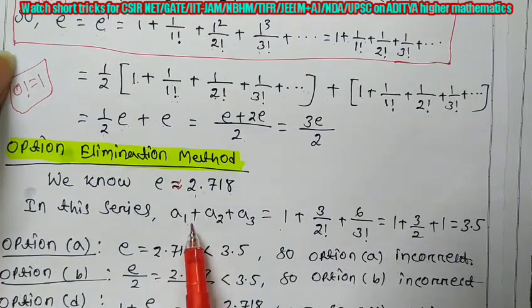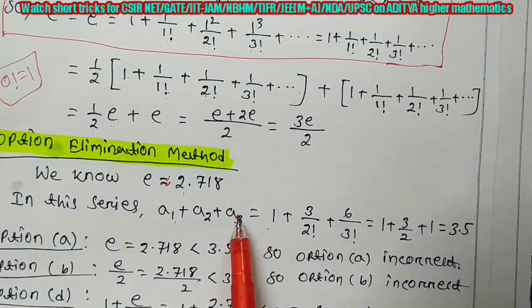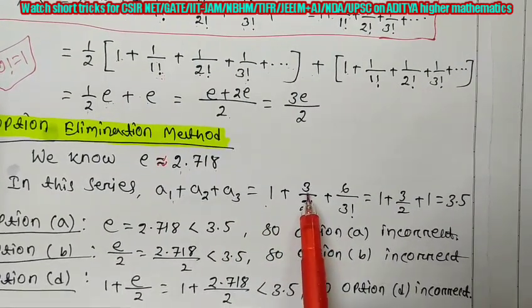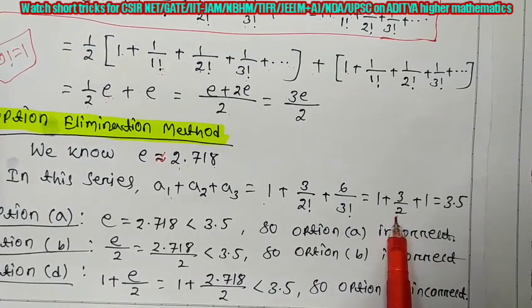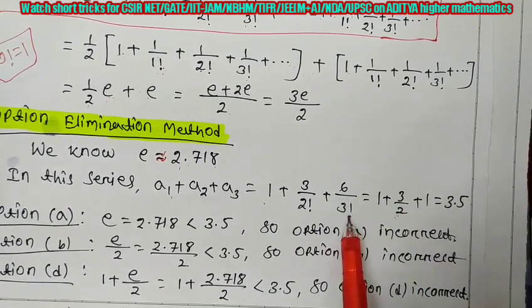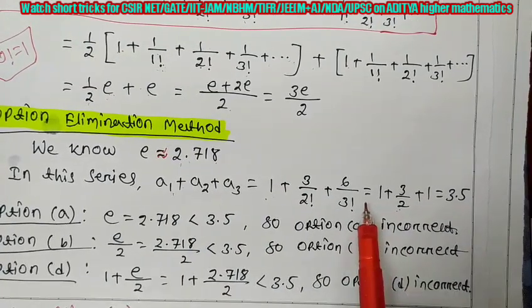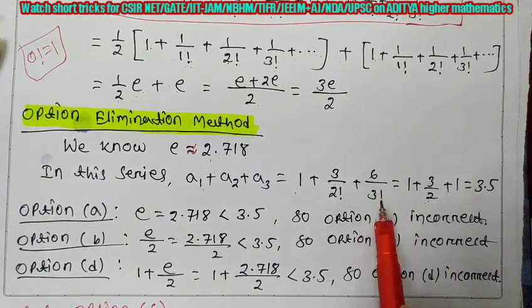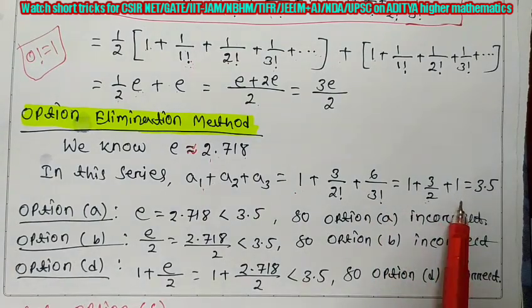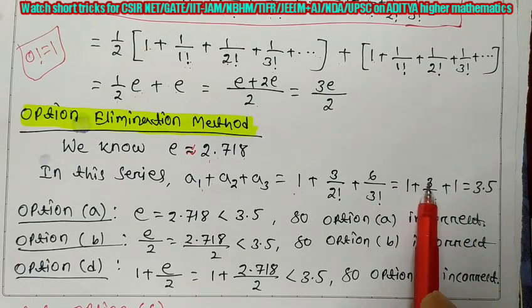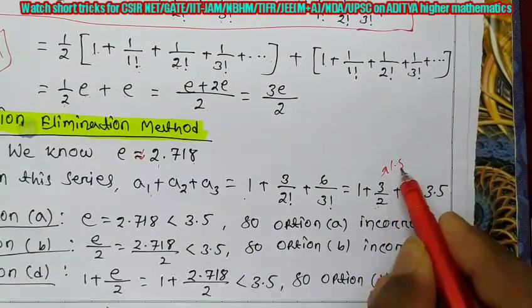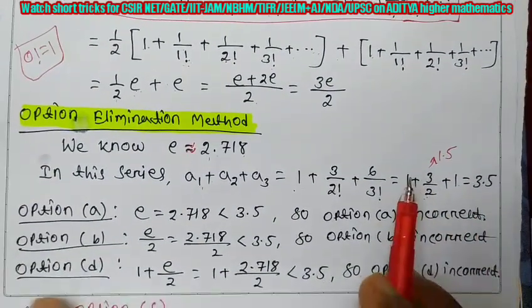Why am I finding its sum? I will find the sum of only 3 terms and compare its value with the options. So 1 plus 3 by 2 factorial, which is 3 by 2, then 6 by 3 factorial, which is 6 by 6, and 6 by 6 is nothing, 1 only. So now you are getting 1 plus 1, which is 2, and that 3 by 2 is 1.5. So 2 plus 1.5 is 3.5.